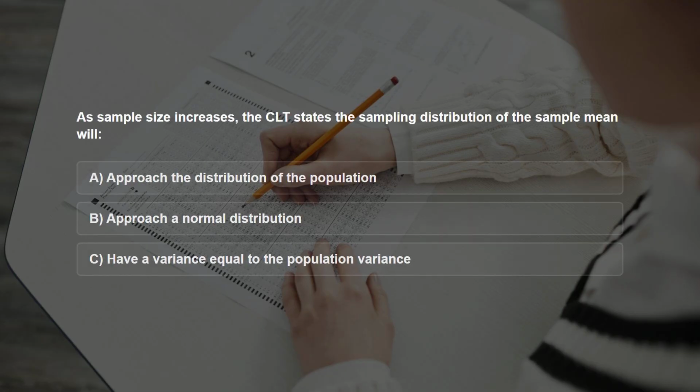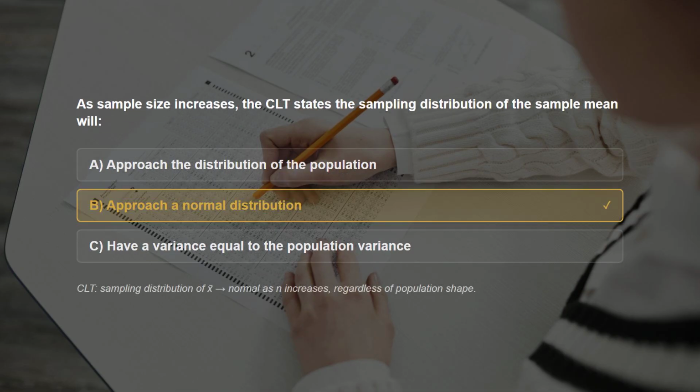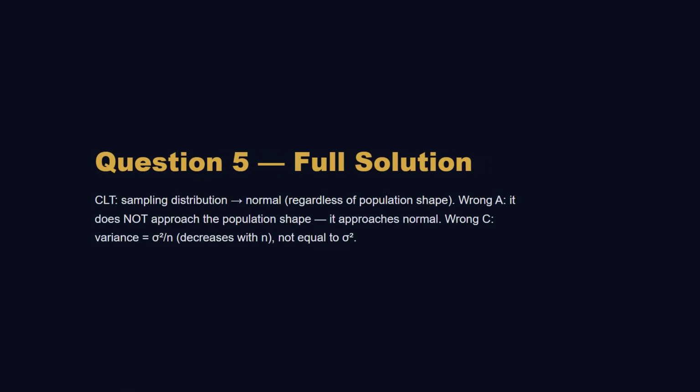Question 5. The central limit theorem states that as sample size increases, the sampling distribution of the sample mean will. Choose carefully. The answer is B, approach a normal distribution. The central limit theorem says the sampling distribution of the sample mean approaches a normal distribution as n increases, regardless of the shape of the underlying population.